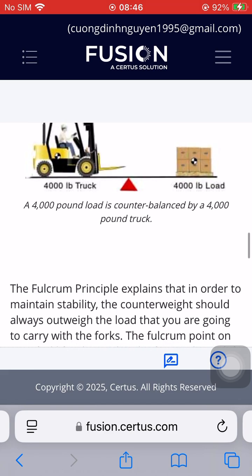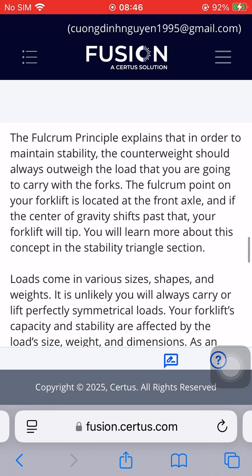The fulcrum point on your forklift is located at the front axle, and if the center of gravity shifts past that, your forklift will tip. You will learn more about this concept in the stability triangle section.